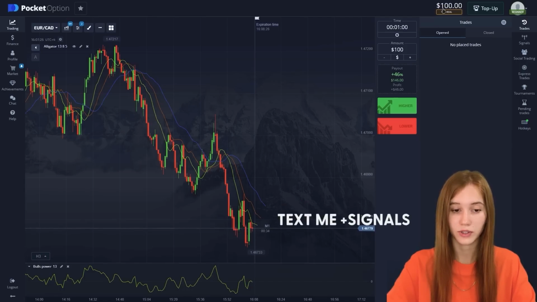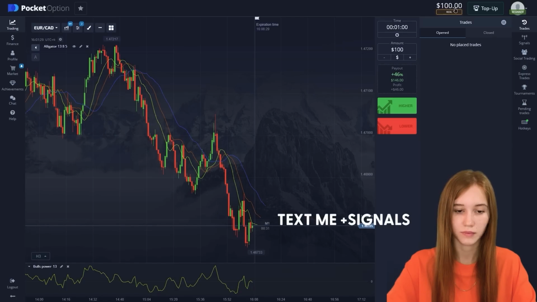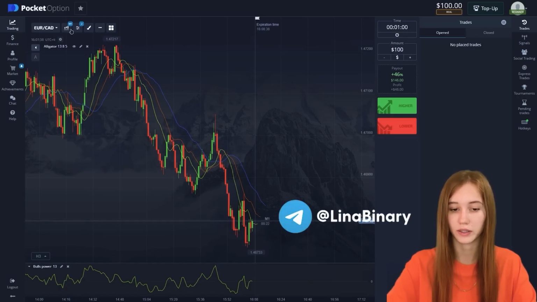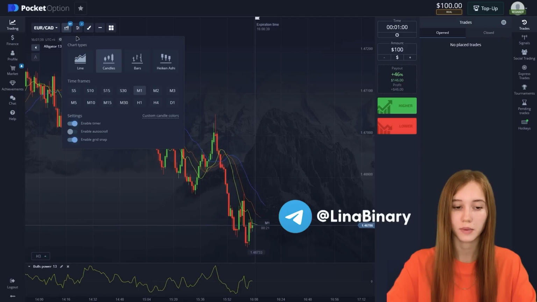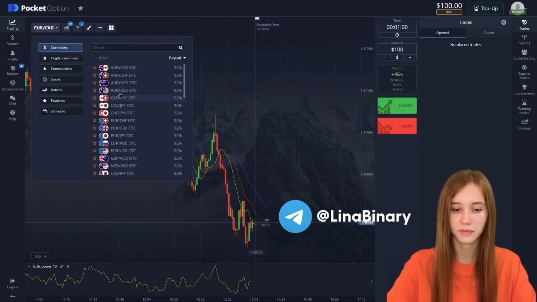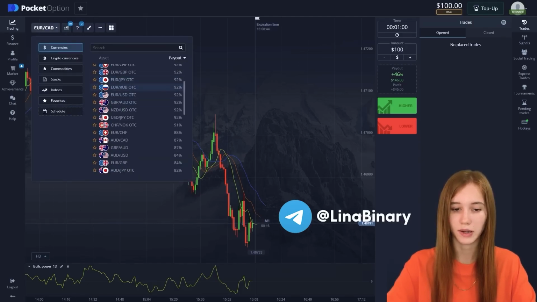Let's start our trading. There will be minute trades, as I said, therefore we include a minute time frame and candles. We'll select several currency pairs. To the right of the currency pairs you see percentages.